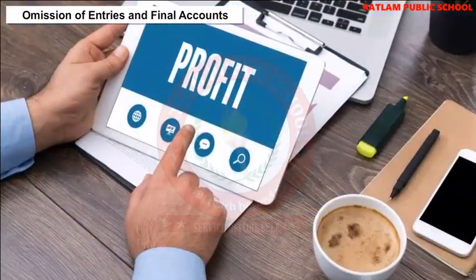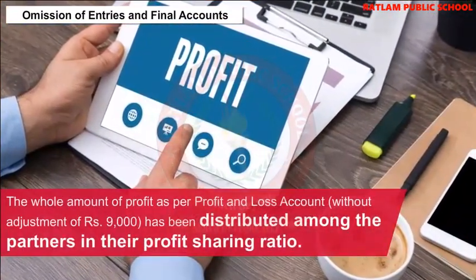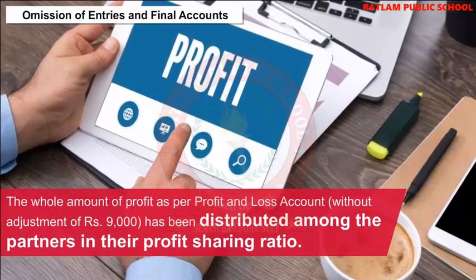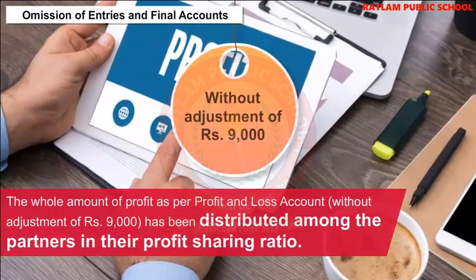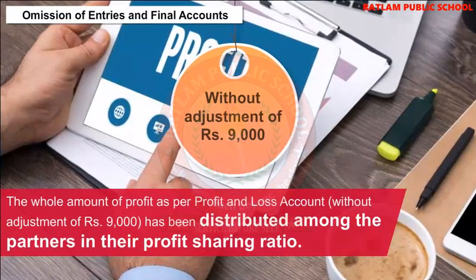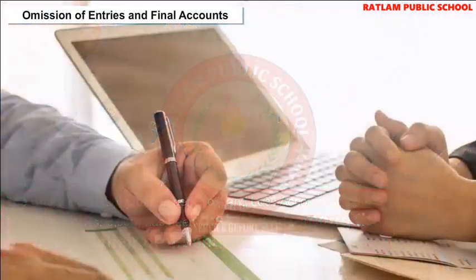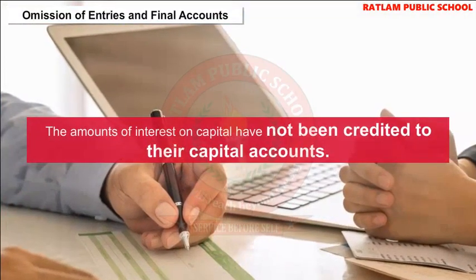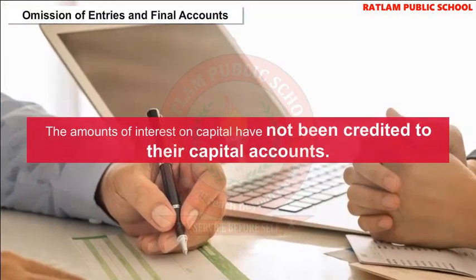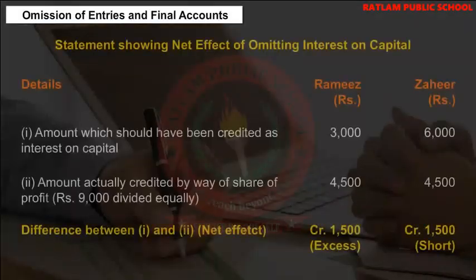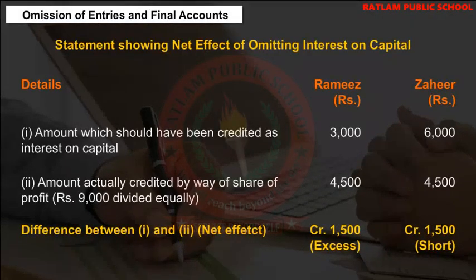By this omission, the whole amount of profit as per profit and loss account, without adjustment of rupees 9,000, has been distributed among the partners in their profit-sharing ratio, and the amounts of interest on capital have not been credited to their capital accounts. This error can be rectified in any of the following ways.